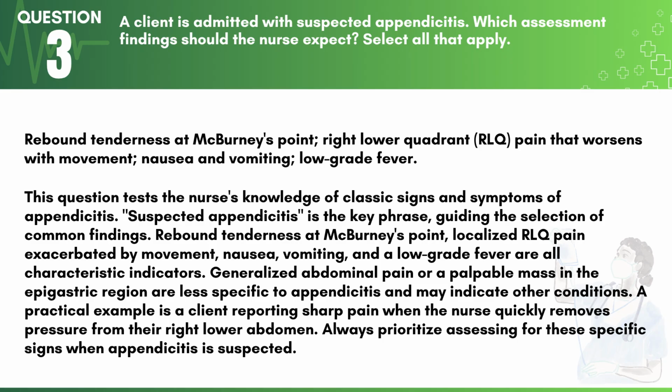Rebound tenderness at McBurney's point, localized RLQ pain exacerbated by movement, nausea, vomiting, and a low-grade fever are all characteristic indicators. Generalized abdominal pain or a palpable mass in the epigastric region are less specific to appendicitis and may indicate other conditions. A practical example is a client reporting sharp pain when the nurse quickly removes pressure from their right lower abdomen. Always prioritize assessing for these specific signs when appendicitis is suspected.